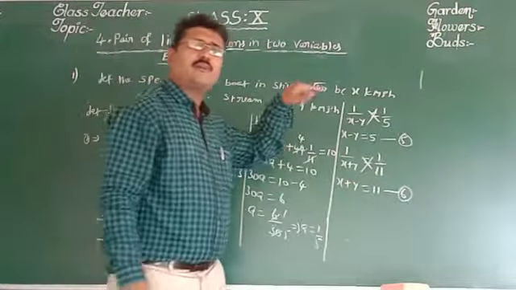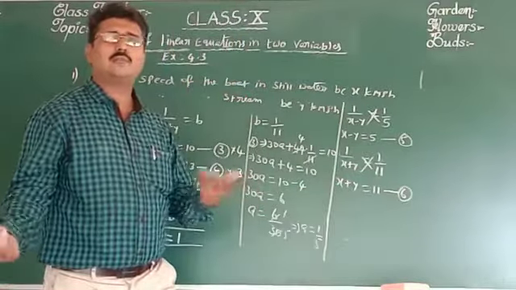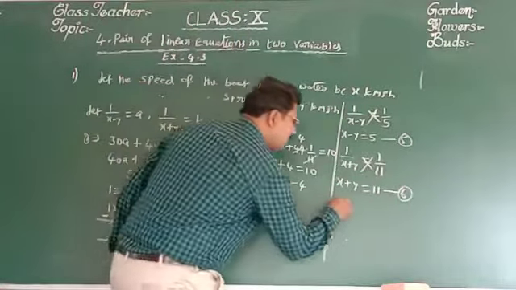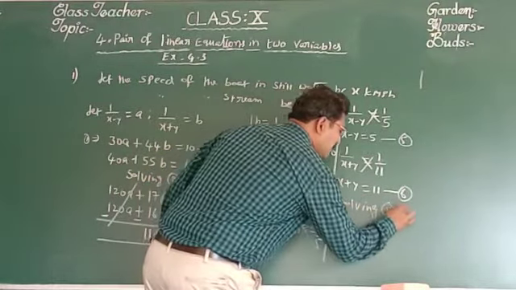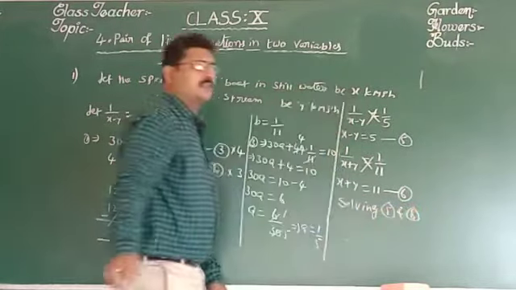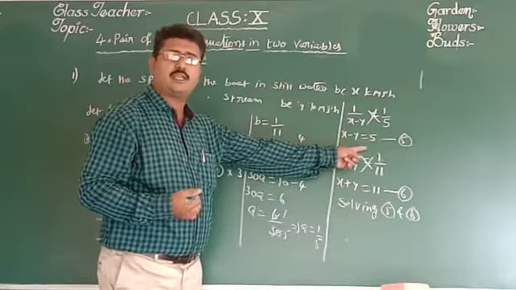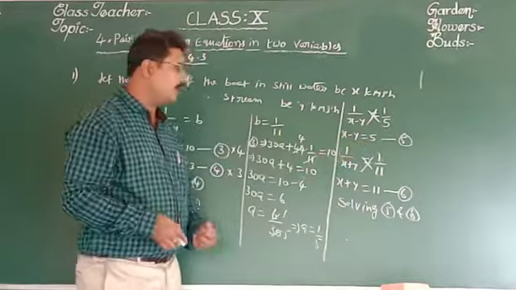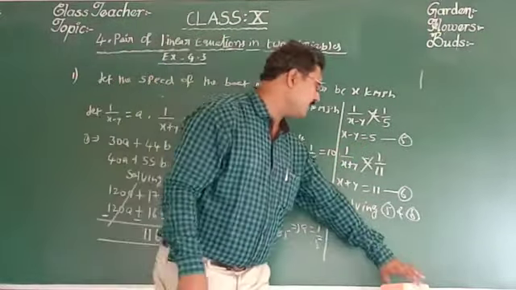Again by solving 5 and 6, it is easy to get the values of x and y. Then only we get the required solution. Now solving 5 and 6 equations, you have to solve them. What is equation 5 here? x minus y is equal to 5. What is equation 6 here? x plus y is equal to 11.